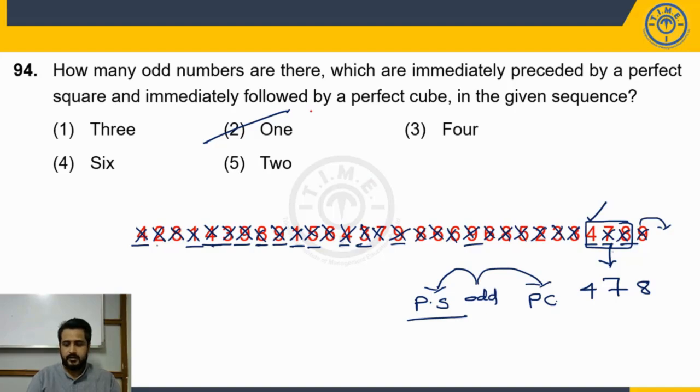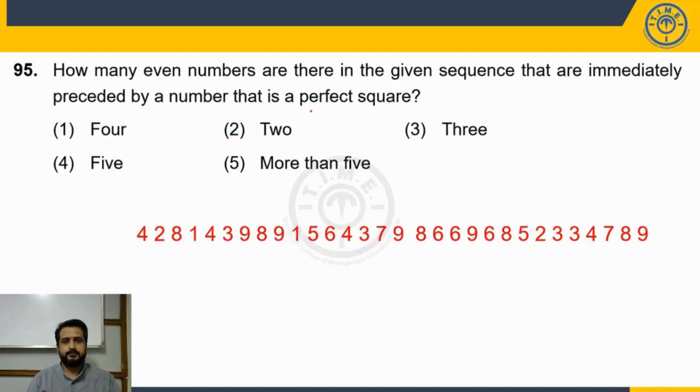Okay. Now move to the next question. How many even numbers are there in the given sequence that are immediately preceded by a perfect square? So an even number immediately preceded by a perfect square. Let us focus on even numbers. If you focus on even numbers, it will be easy, I hope.